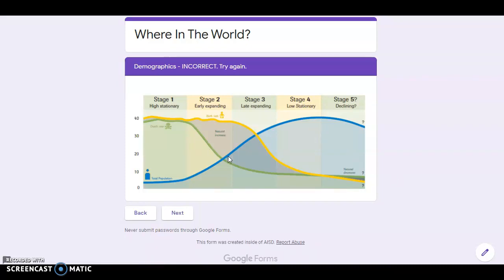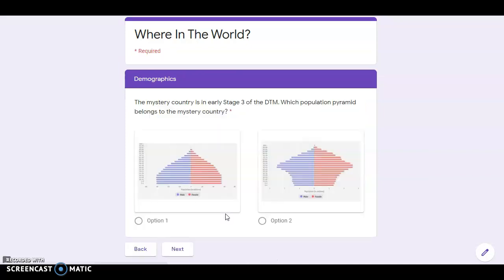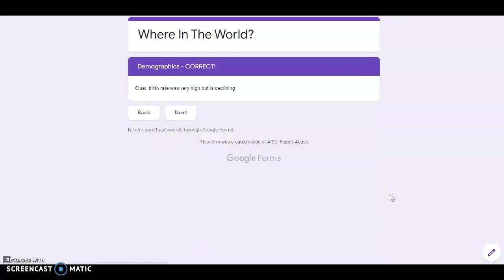So I gave them a demographic transition model to look at, and it's early stage 3, so they look at, okay, early stage 3 has a very high birth rate still, but it's starting to come down. The death rate has dropped, it's very low, and actually getting close to starting to level out. Okay, so then they take that information and they go back. Well, there's only 2 options anyway, so it's not that hard to figure out. But this is the shape that is in early stage 3, and they're correct. So early stage 3, high birth rate, but declining was the clue.